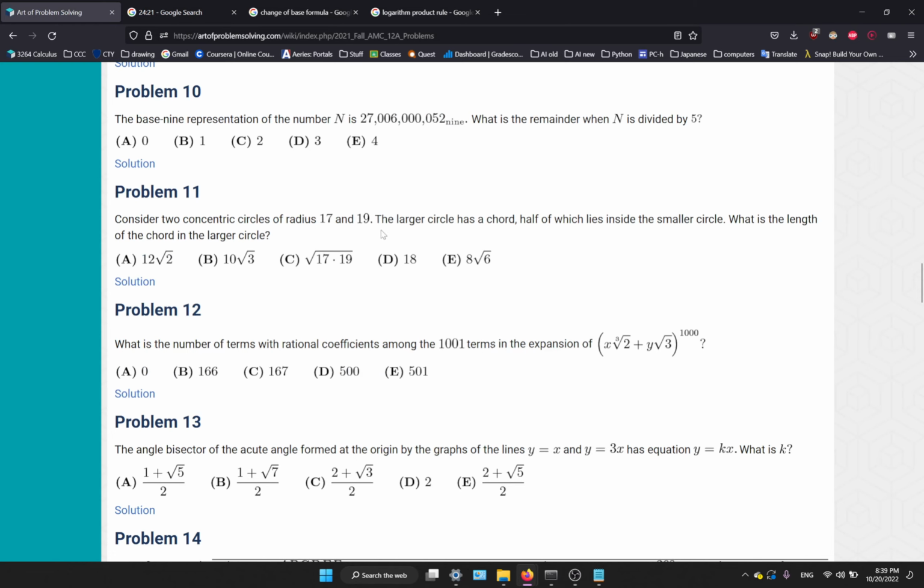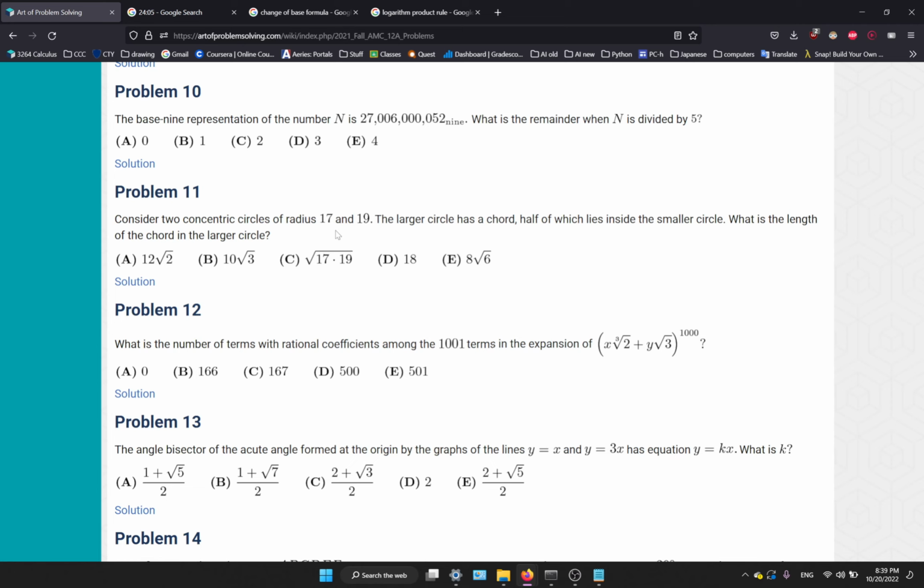Problem 11. Consider 2 concentric circles of radius 17 and 19. What does concentric mean? That's a good question. That just means they have the same center. So we got something that looks like this.